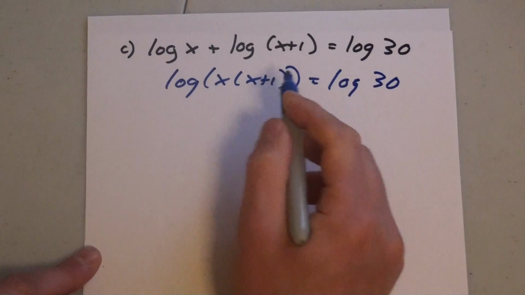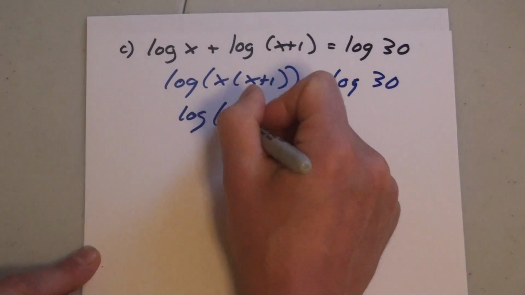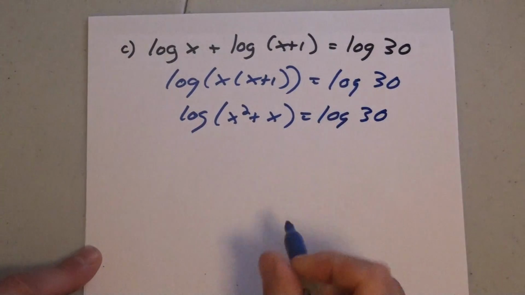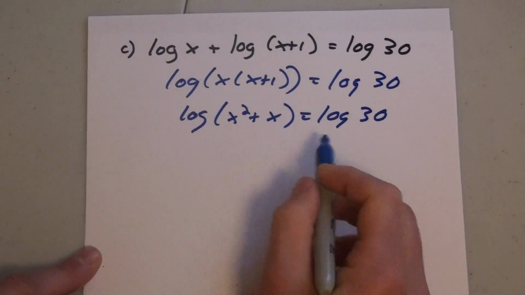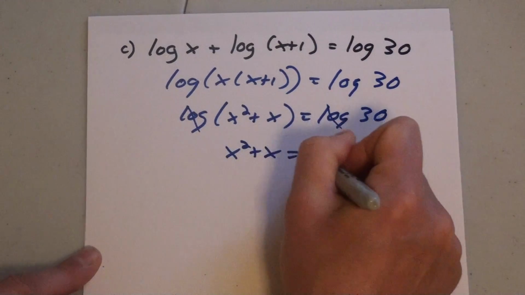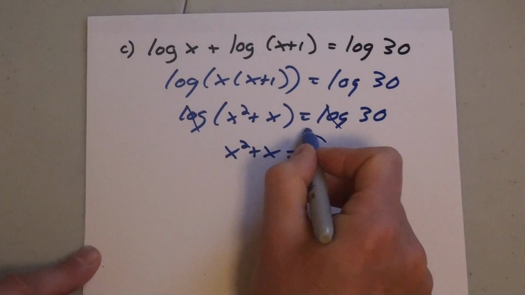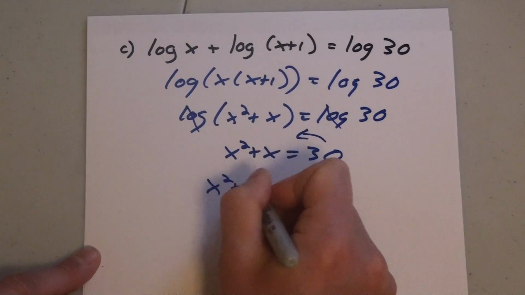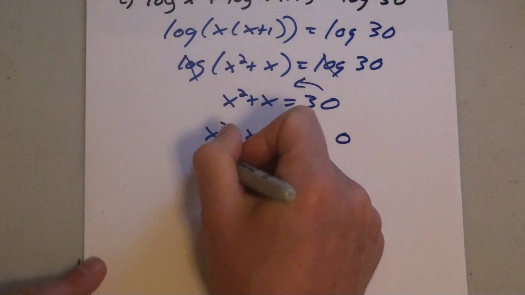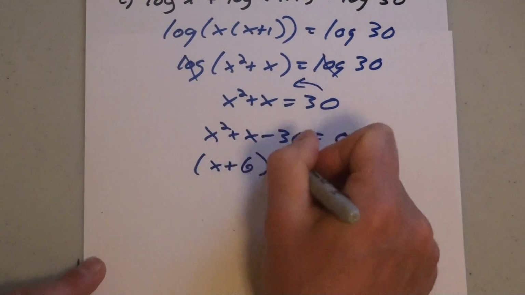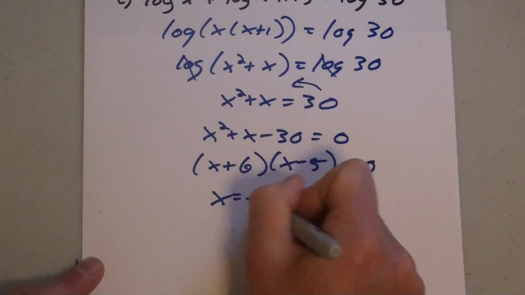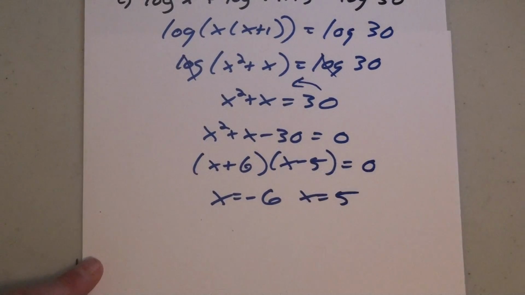And we use the distributive property here to have log of x squared plus x equals log 30. Now I have one logarithm on either side. I can cancel it out, and I'm left with x squared plus x equals 30. Take my 30 over to the other side, make it equal to 0. This is a quadratic, in which case I can factor it, so it's going to go x plus 6, x minus 5 equals 0, and x is going to equal -6, and x is going to equal +5.